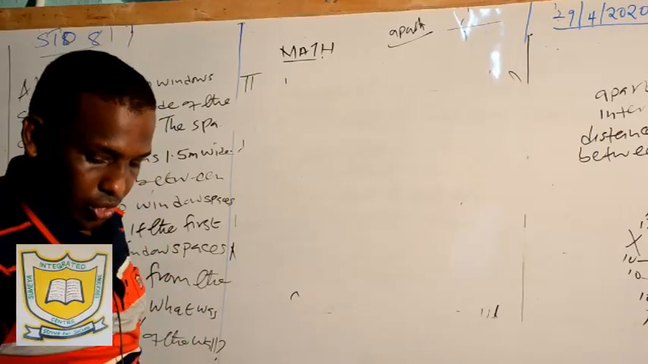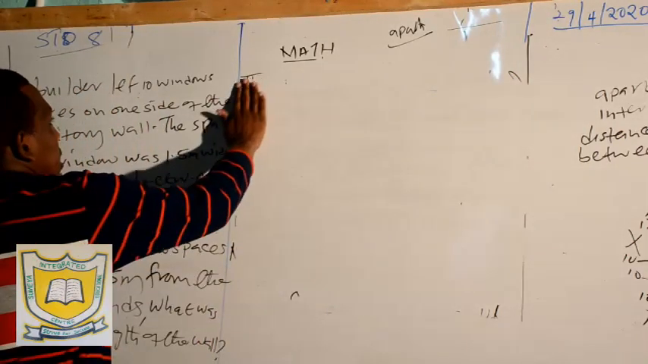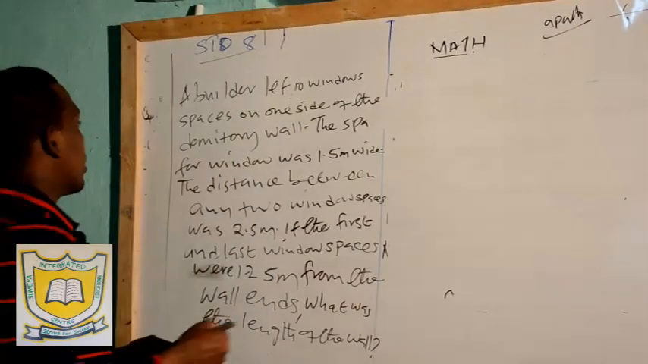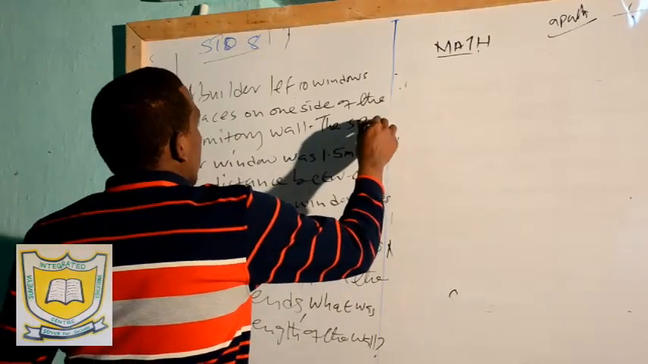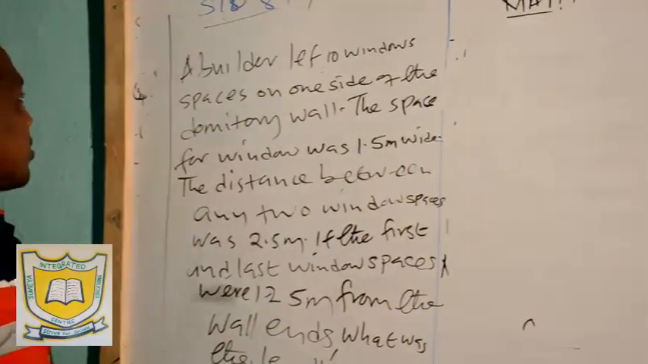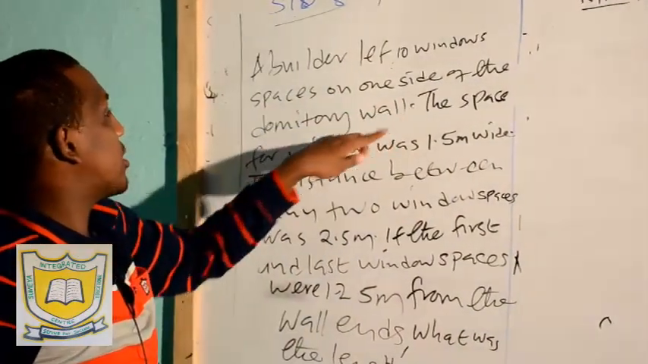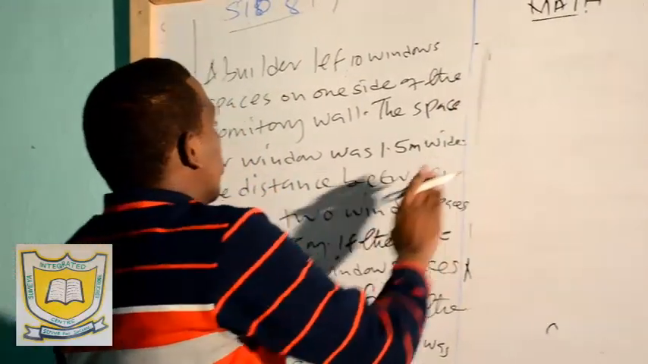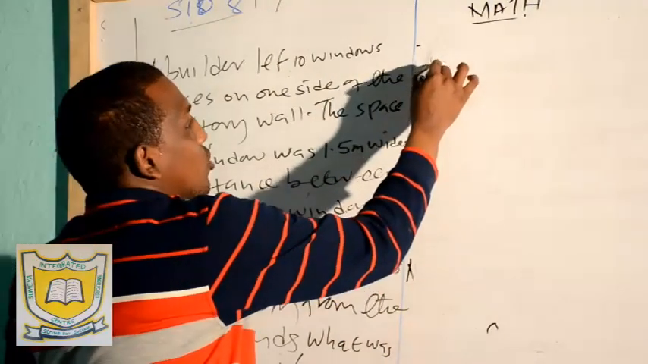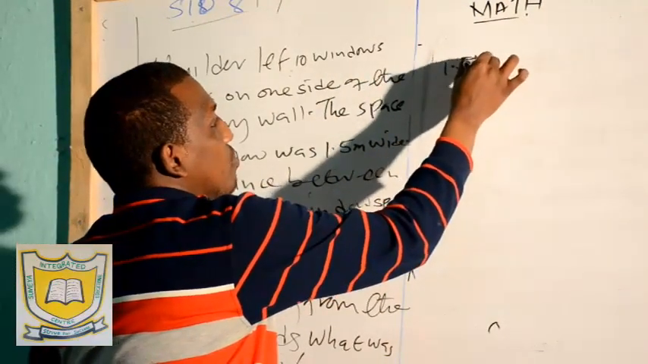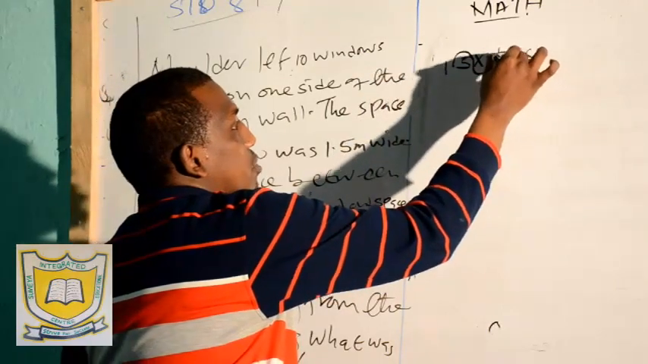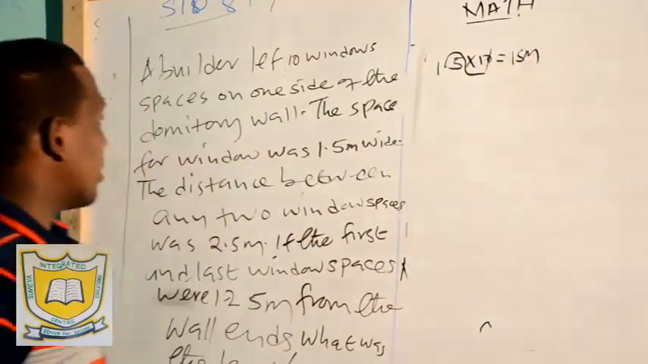Let us solve this question. Here you are told, a builder left 10 window spaces on the side of the dormitory wall. The space for each window was 1.5 meters wide. So there were 10 windows, each one has a space of 1.5 meters wide. So 1.5 times 10, and we remain with 15 meters.